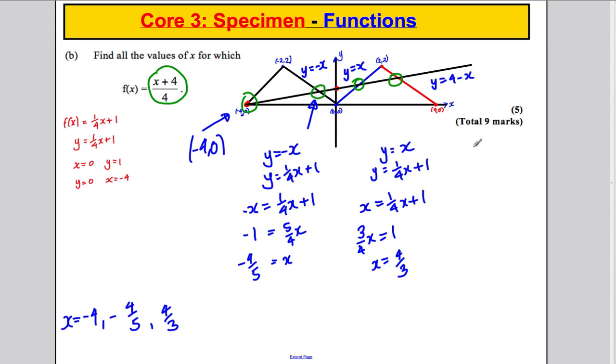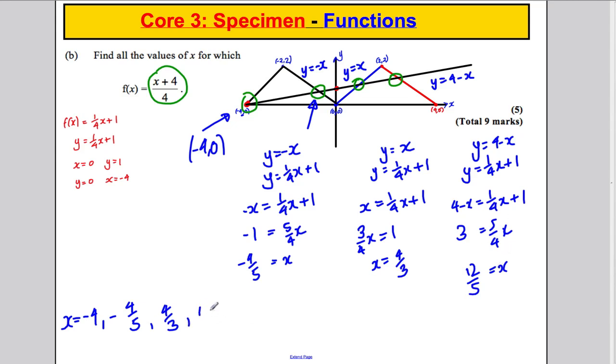How do we find this one? Well, we solve where y is 4 subtract x is equal to y is a quarter x plus 1. Make them equal. 4 subtract x is a quarter x plus 1. Let's add x to both sides, subtract 1. 3 must be 5 over 4x. And therefore x must be, rearranging this, 12 over 5, dividing by 5 over 4. So 12 over 5 is the other one. And they are the 4 solutions to this equation here.